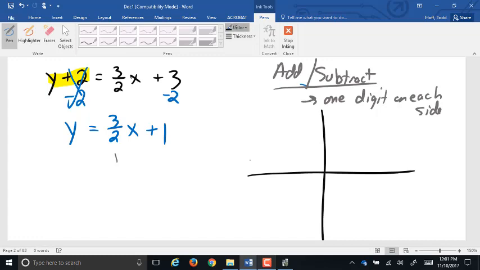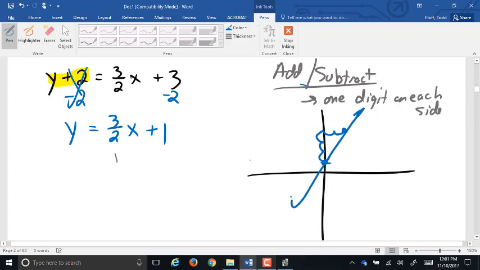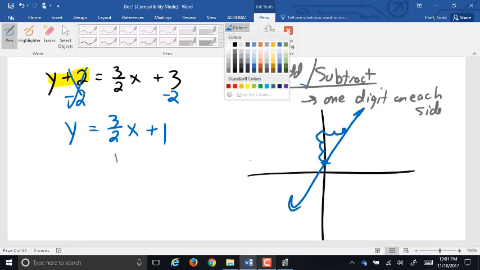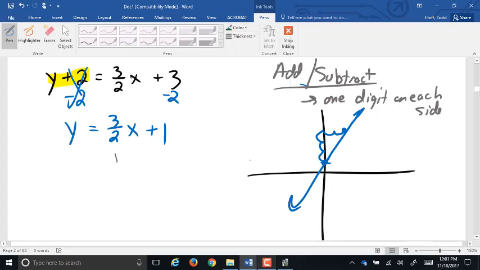So when I go to graph that, you're exactly right. We start at positive 1, and from there you go what? Up 3 and over 2. There you go. There's trends. You follow trends. I will show you. It's going to take me a while to get there, but I'll show you some examples.